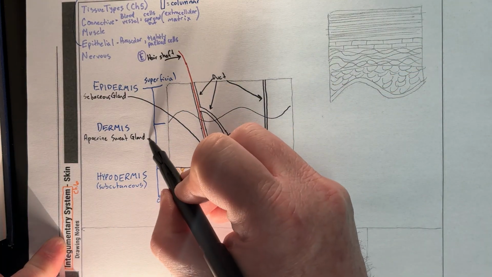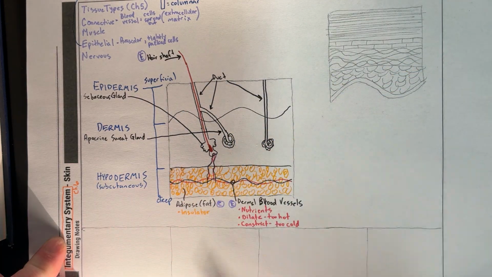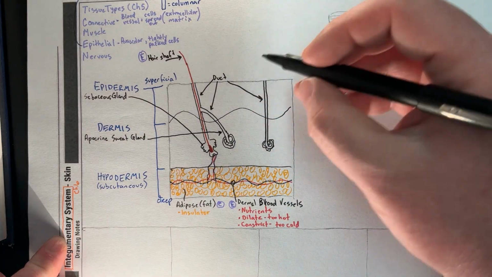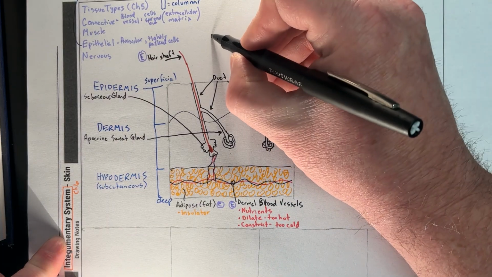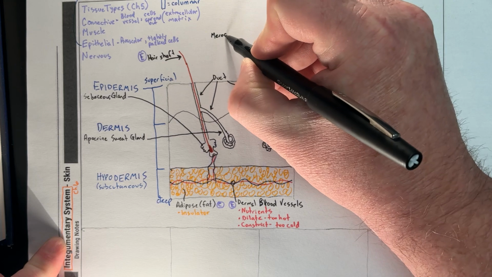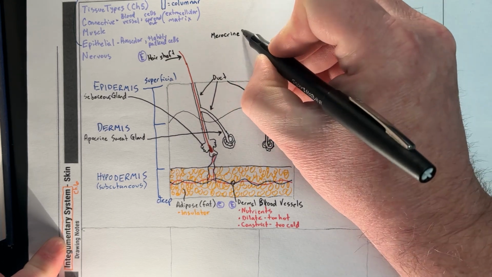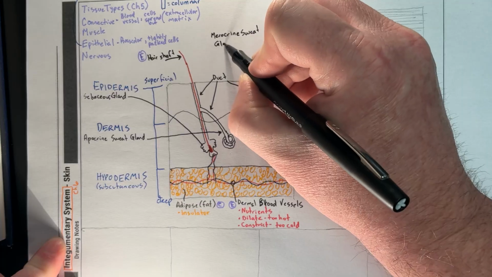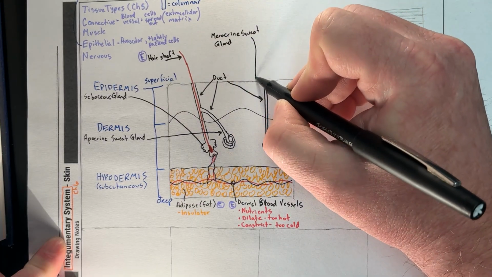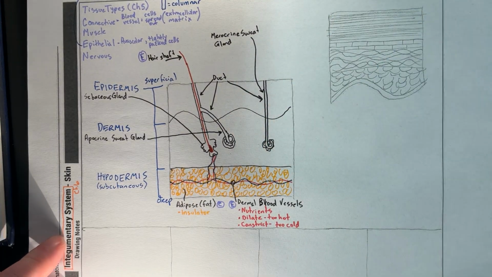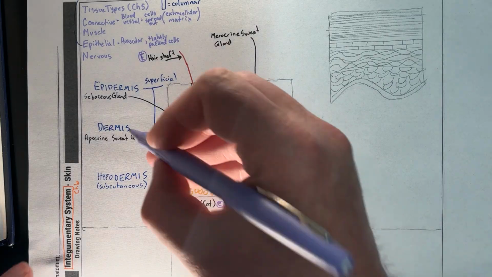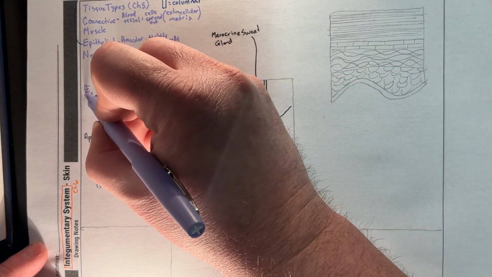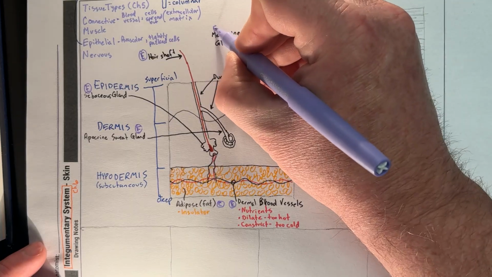And that's this guy over here. And then this one over here is called a merocrine sweat gland. All right, let's label that guy. All right, so all glands are going to be made of epithelial tissue. Let me put my E there for epithelial tissue.